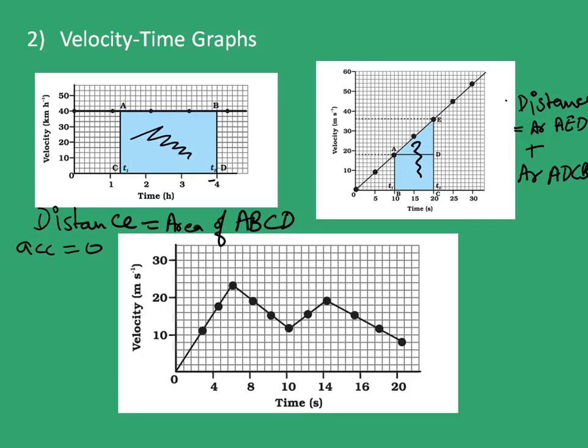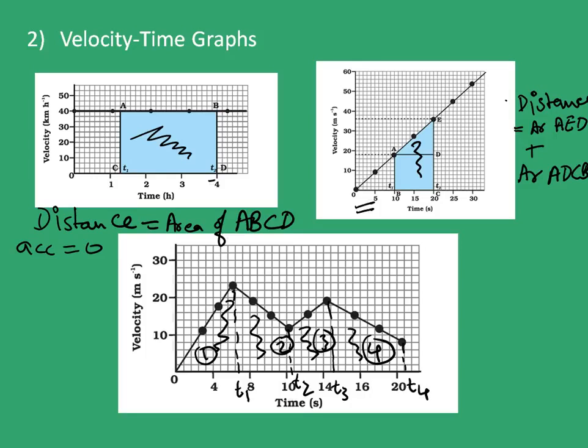Now in the third example, if we need to find out the total distance traveled, we can divide it into time intervals, say t1, t2, t3 and t4. Now what we can do is we can individually calculate the area for region number 1, region number 2, region number 3 and region number 4, the same way we did it for the second case, and then add all these things and we'll get the total distance traveled.